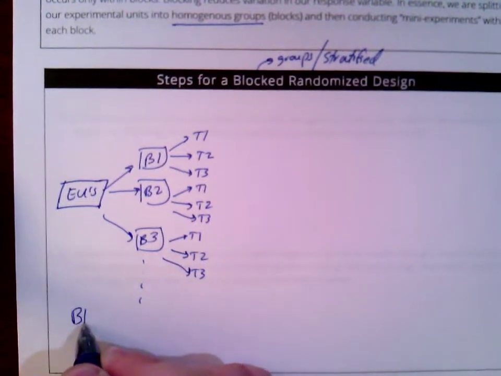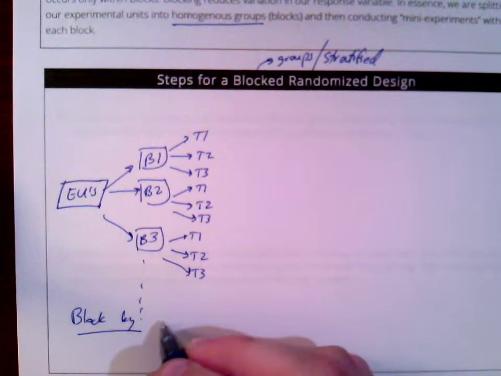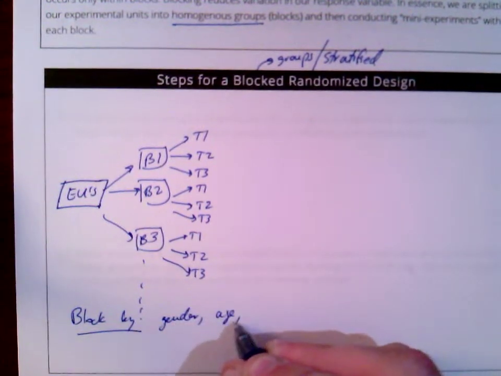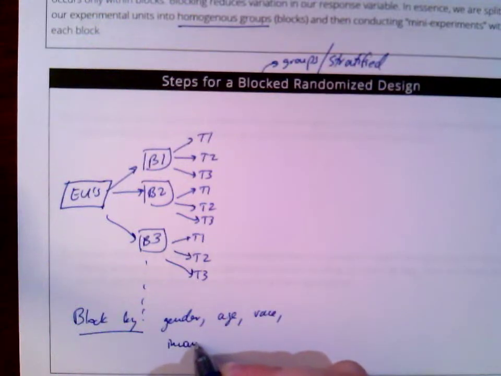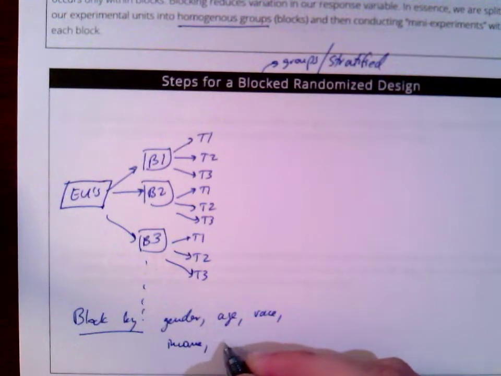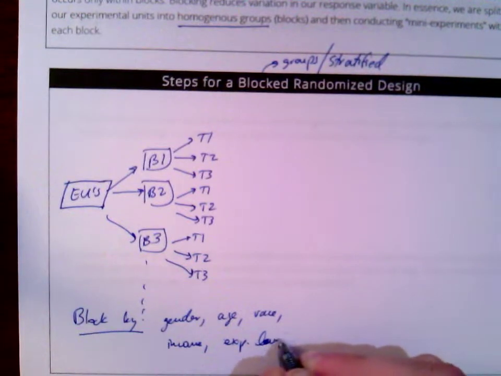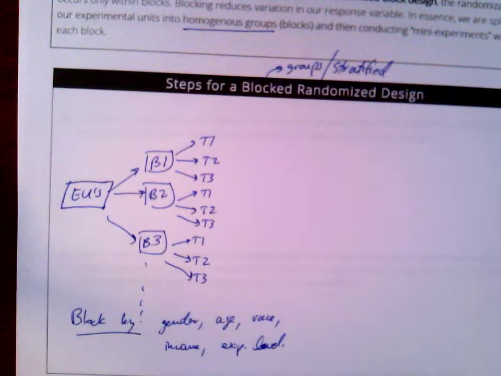And remember, you can block by all the things that we did stratified random sampling by: gender, age, race, income level, experience level, all kinds of things like that. Gender and age and race are really popular, especially when we're talking about medical experiments. If you got the COVID vaccine, the experiment trials, human trials, were a blocked randomized design by age, because you can see how they released the COVID vaccine by a certain age group. That was a block design. They were blocking by age here.